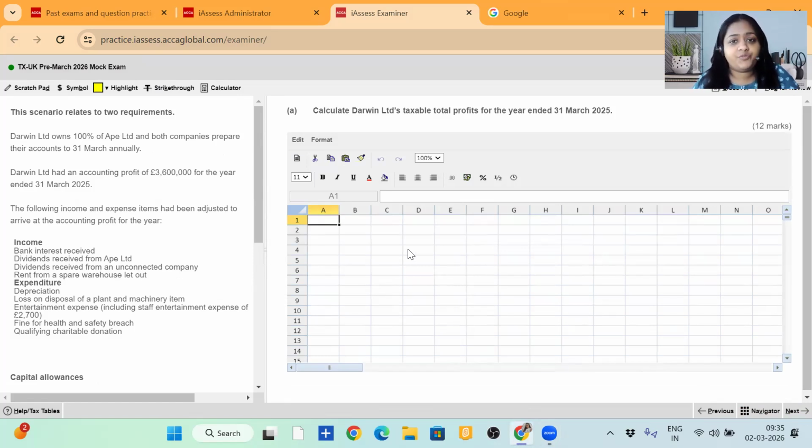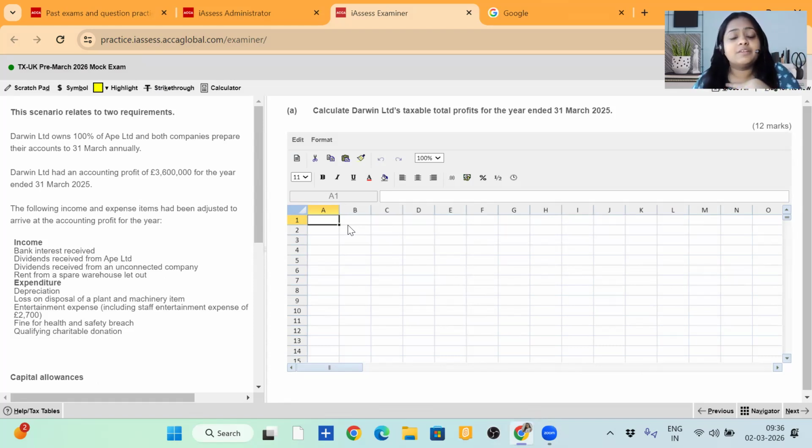This is again a 15 marker, and this is for the corporations. Now please look at the scenario here. So Darwin Limited owns 100% of Ape Limited, 100%. And both companies prepare their accounts to 31st March annually. Thank God their periods are coterminous, they're not non-coterminous. Let's see the requirement. It's for 12 marks. Calculate Darwin Limited's TTP. No corporation tax, only TTP is to be worked out for the year ended 31st March 25. Again, like I told you, I would do this parallel solving.